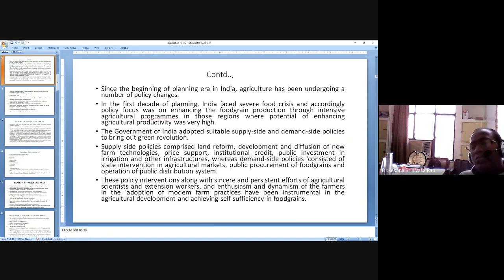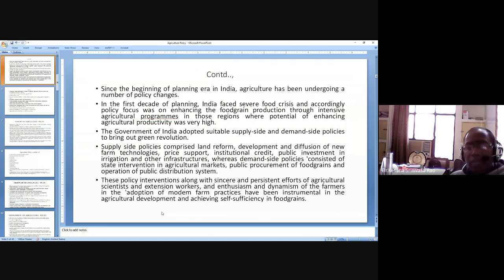In other states, a lot of problems and constraints have been raised. Though the land reform norms are there till today, the implementation process is not as successful as we can say. So that is broadly about land reforms, and then development and diffusion of new farm technologies, as you all know very well.